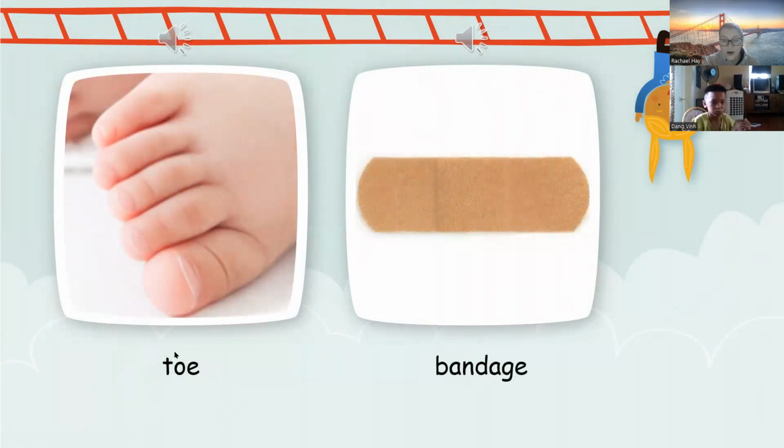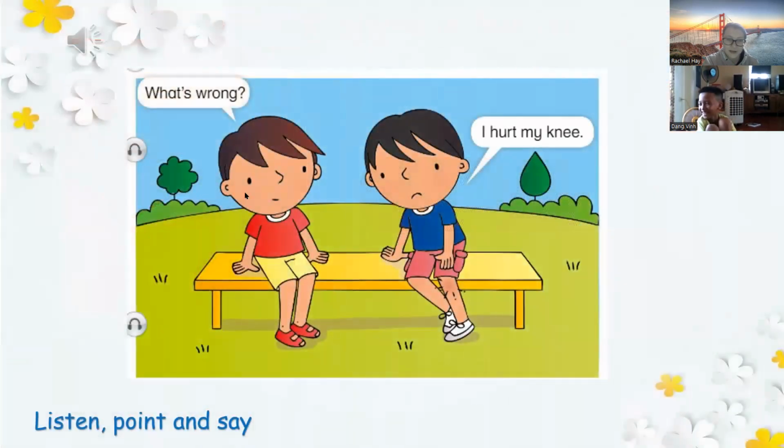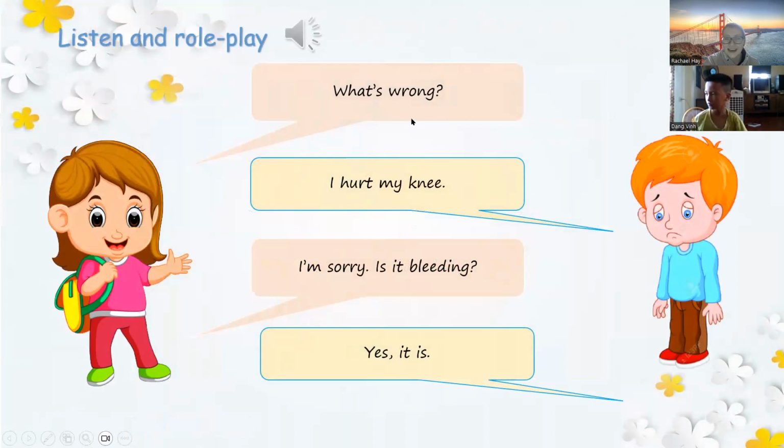Okay. Then what are on our feet? Toe. And this is a? Bandage. Bandage. Good. Okay, can you read this for me? Watch out. I want my knee. Knee, very good. Okay, so let's say it from the top. Okay, read it again. I want my knee. I'm sorry, it's bleeding. Yes, it is. Good.